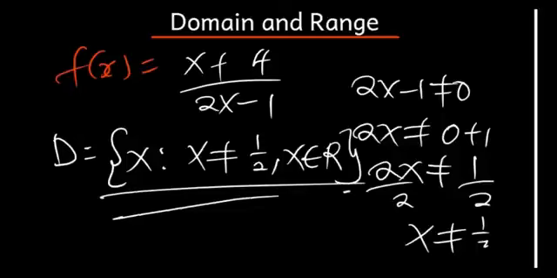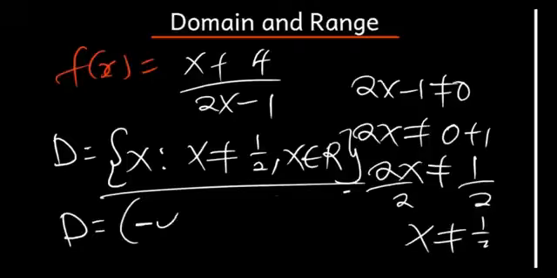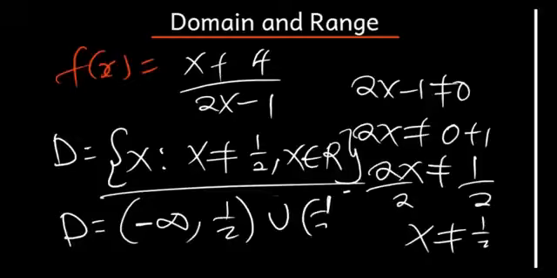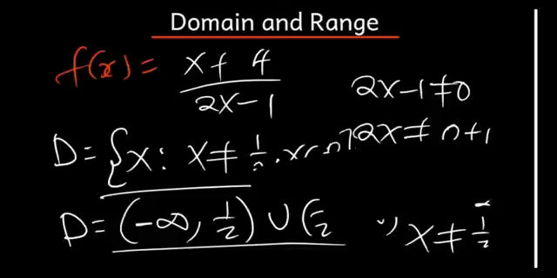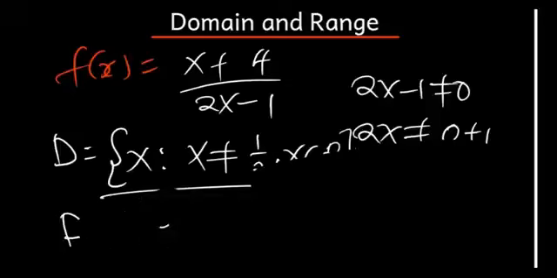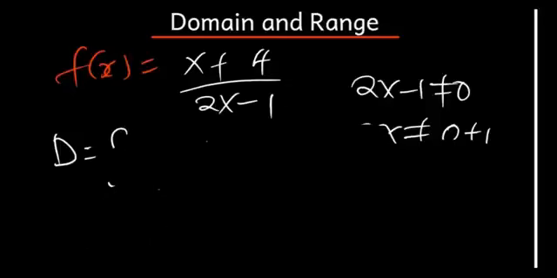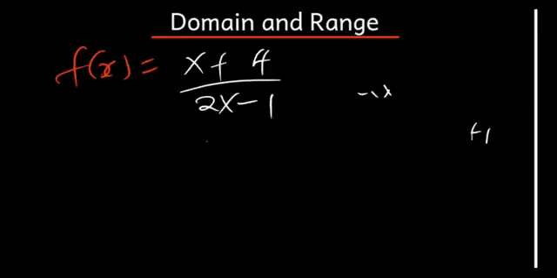You can put this in set interval notation, where you can say the domain will be from negative infinity to half, half not included, union half not included, comma, positive infinity. So that is the domain. Okay, what else? Let's now see how we can find the range. We need to find the inverse of the function, the same method which we used to find the domain. That will be the same method which we're going to use to find the range.